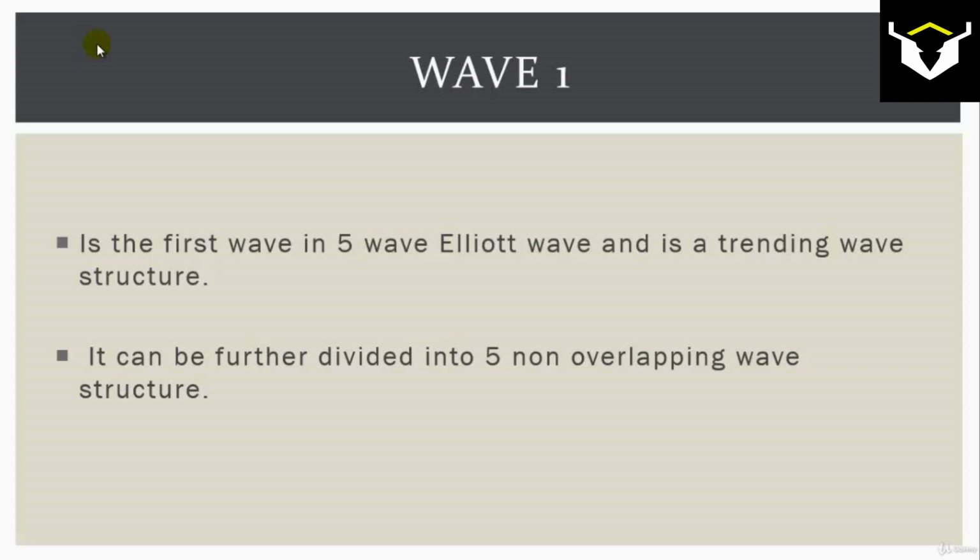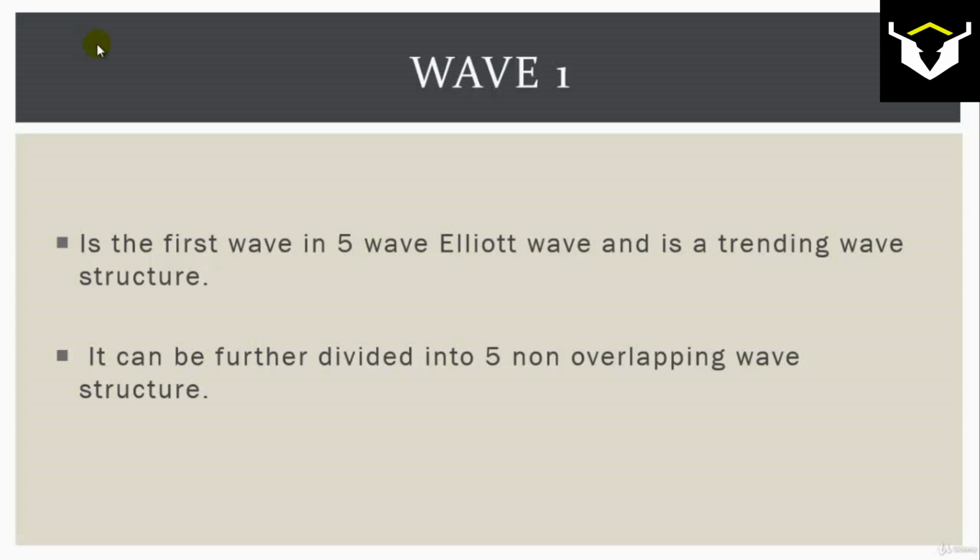Now let's go ahead and learn the characteristics of some of these waves, like wave 1, wave 2, wave 3, wave 4, wave 5 of a trending wave structure. Similarly, we will learn how waves A, B and C unfold themselves. So our first in line is wave 1. It is the first wave in the 5-wave Elliott wave and a trending wave structure. It can be further divided into 5 non-overlapping waves.